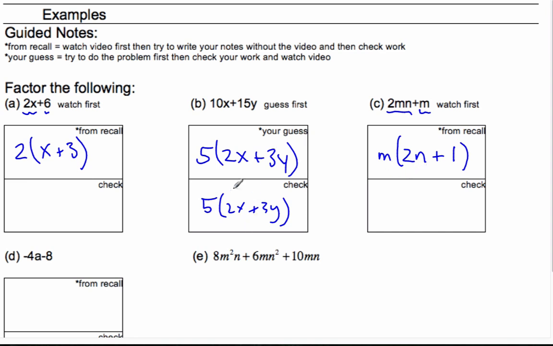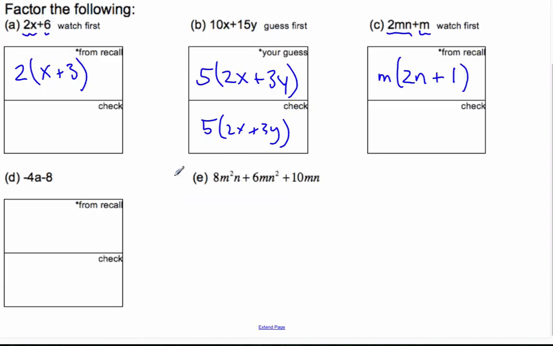All right, we'll keep on doing another example. When we move to D part, now I have negative 4a and negative 8. Okay, watch me do it first, then you're going to try and do it yourself after I've done it.